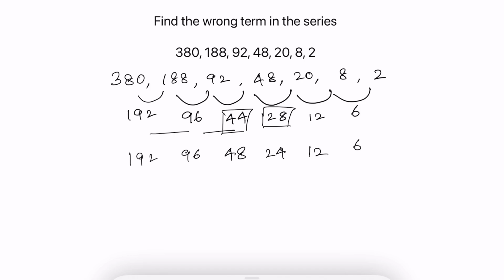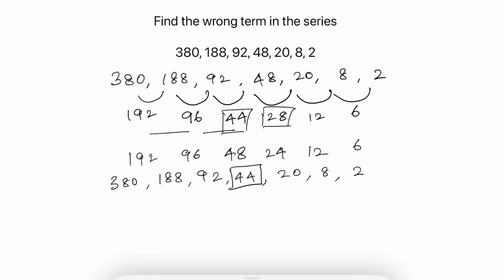Let's try that. So first we have 380. 380 minus 192 gives 188. 188 minus 96 gives us 92. 92 minus 48 gives us 44. 44 minus 24 gives us 20. 20 minus 12 gives us 8. 8 minus 6 gives us 2.